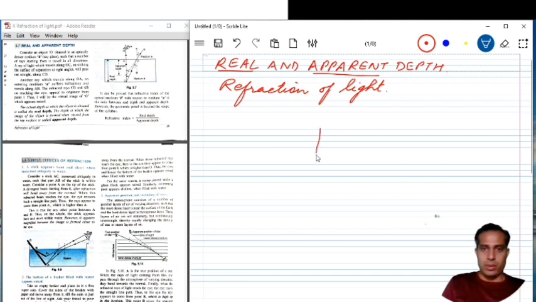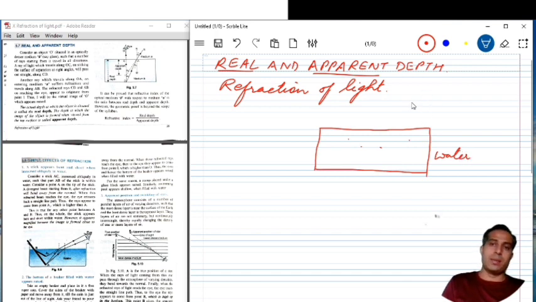Let this be the surface of water here. We will consider that this is the inside of the water. This is the water surface, and here is the air. Two mediums are there, water and air. Any object is placed, suppose here, O is the object here. As given here also, you can see O is the object.